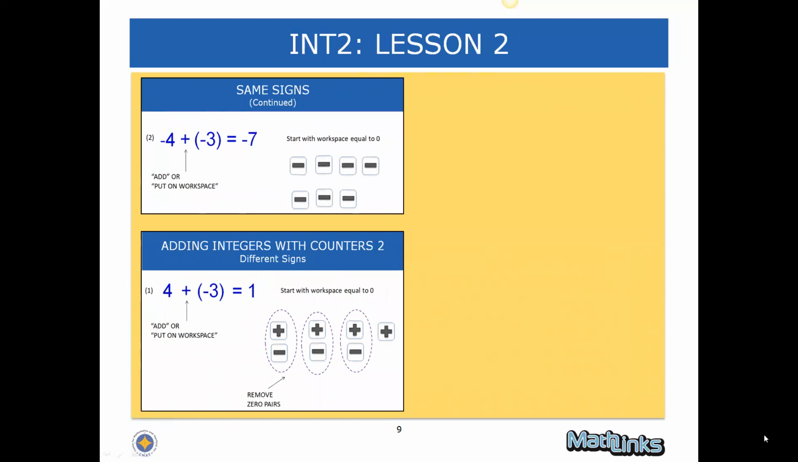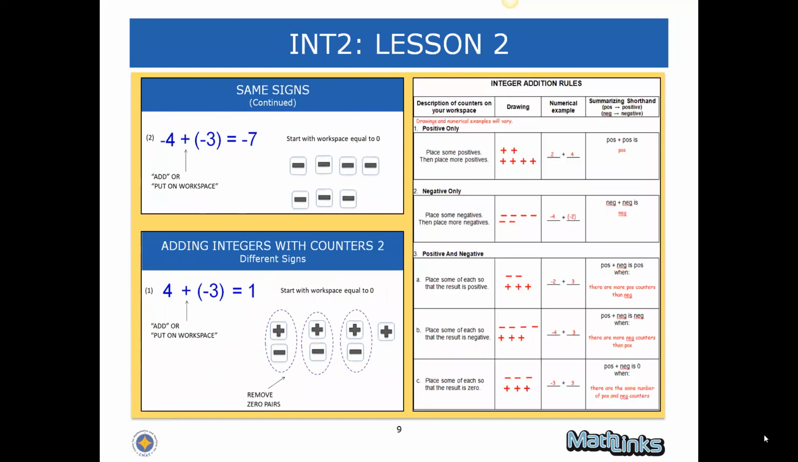In Lesson 2, students use counters to add integers, and then generate addition rules as they move away from the manipulative.